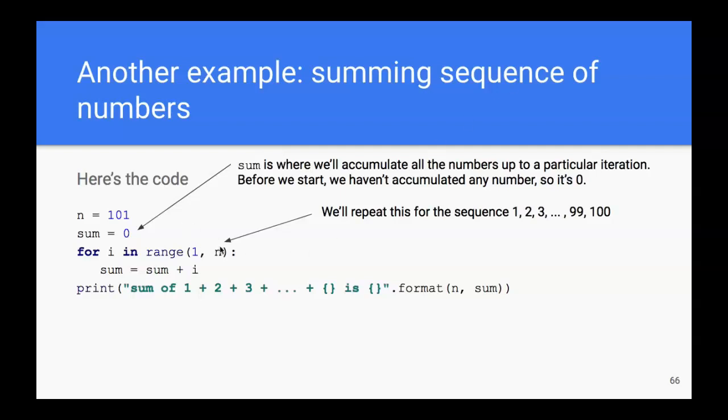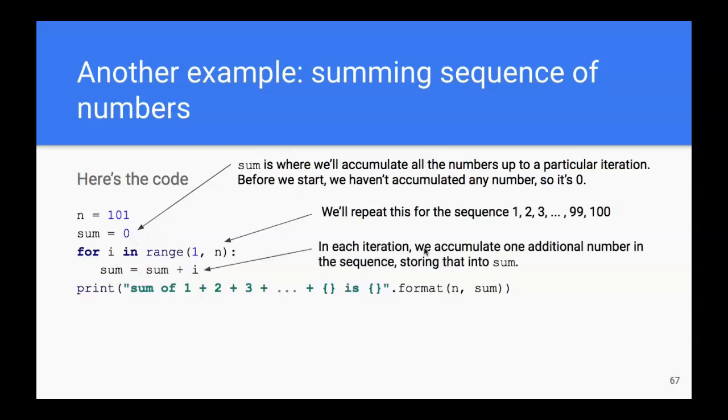Again, the way we do it, the list of numbers, the sequence of numbers, that's what range gives us. Sum is where we accumulate all the numbers. Before we start, we initialize it to 0 because we haven't added any numbers. And then in each iteration, we accumulate one more number and store that into sum.